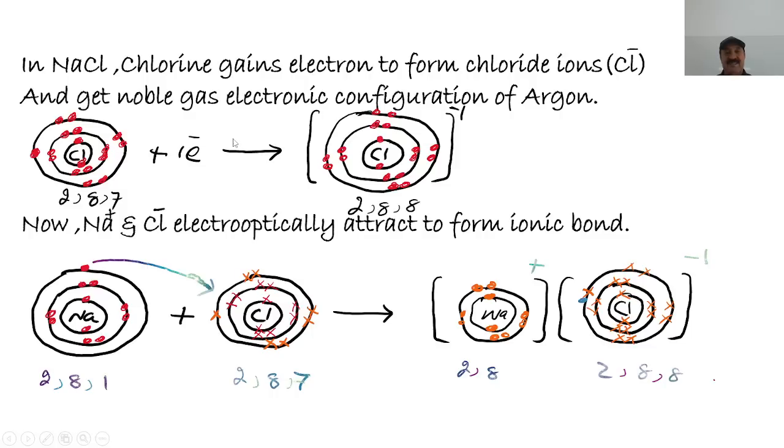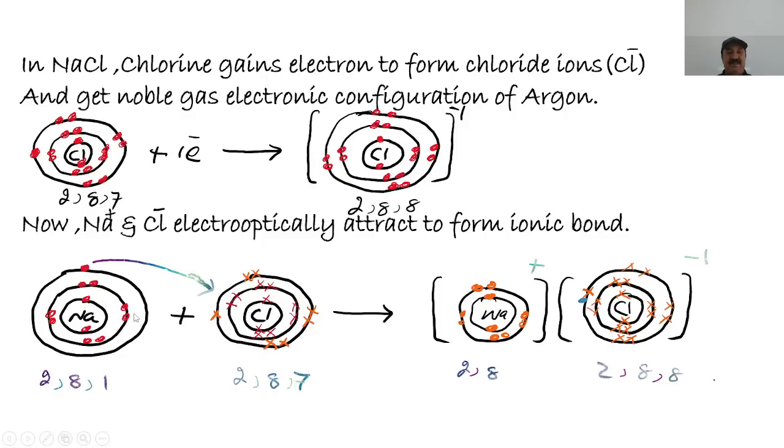When it gains an electron, it has 2 electrons in the first shell, 8 electrons in the second shell, and 8 electrons in the third shell. So total there are 18 electrons. In argon there are total 18 electrons. So it can get this electronic configuration by gaining 1 electron.